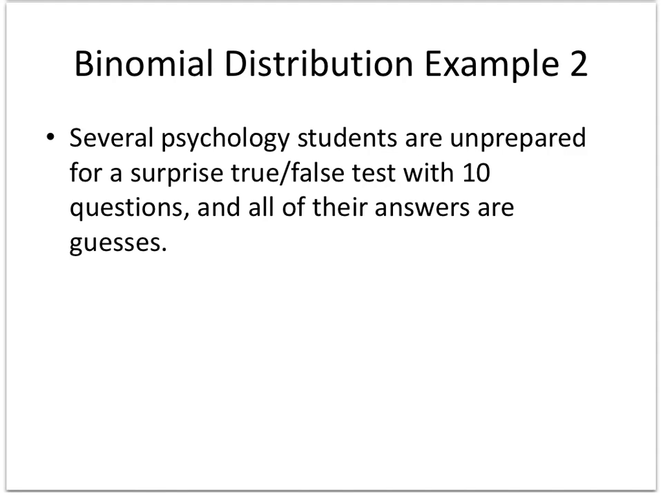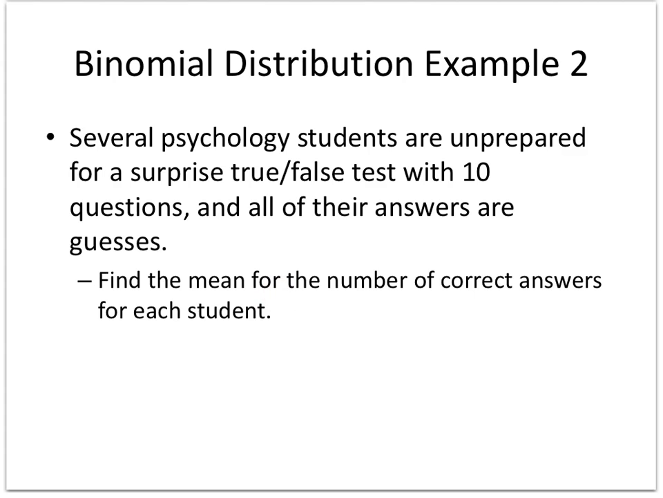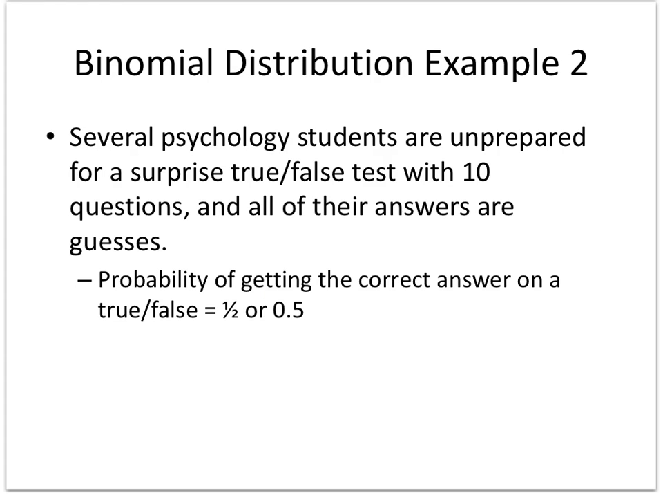Several psychology students are unprepared, surprise, surprise, right? For a surprise true-false test with 10 questions, and all of their answers are guesses. Find the mean for the number of correct answers for each. Well, if it's true and false, you have a 50-50 chance, right? So the probability of getting the correct answer on true-false is 1 out of 2. In other words, you get 1 right out of 2 guesses, or 0.5.